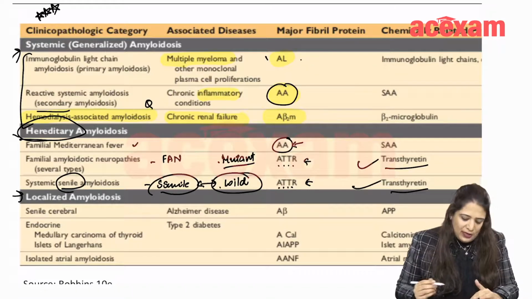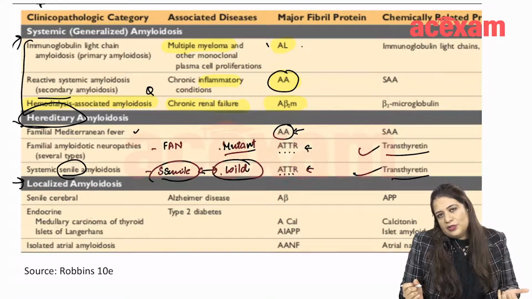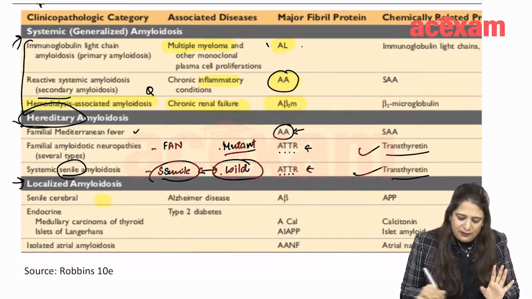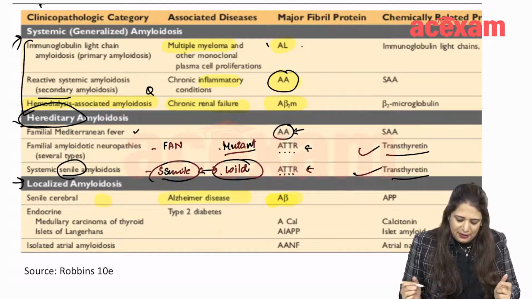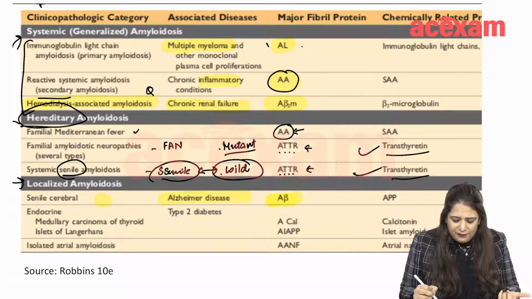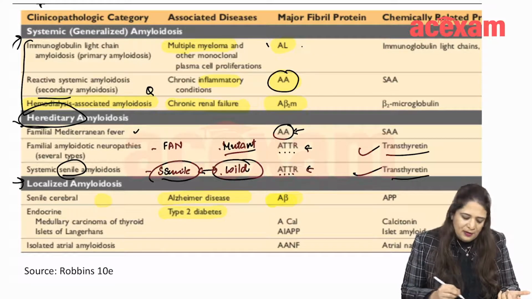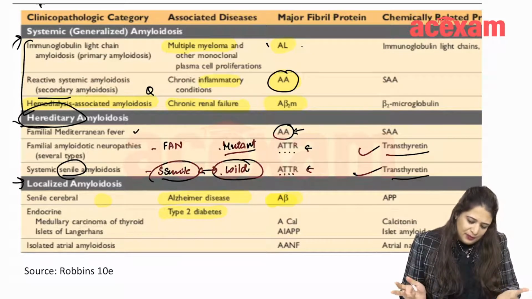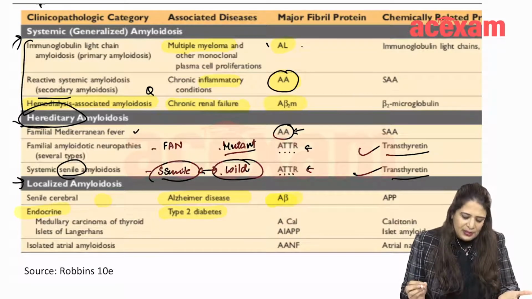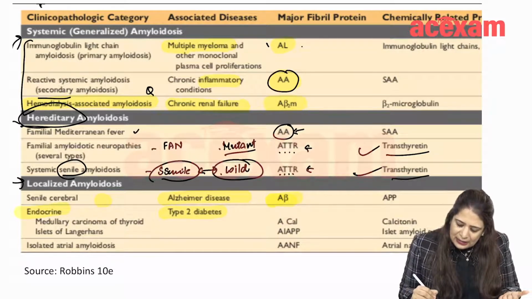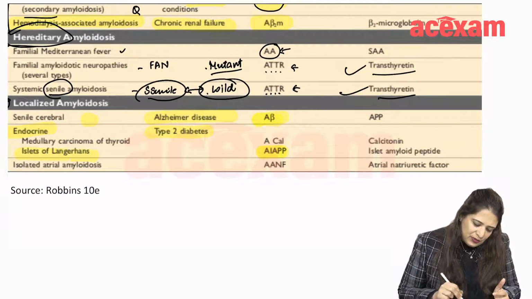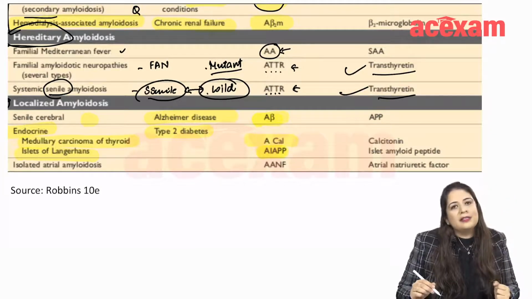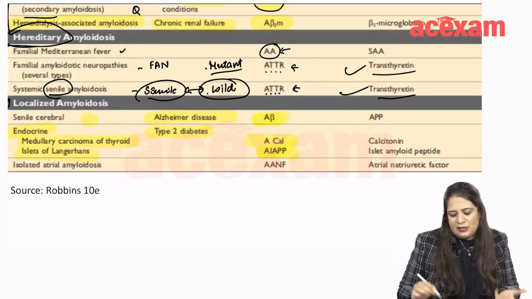Second is localized amyloidosis, and A beta protein deposition in Alzheimer's, everybody is aware of, derived from amyloid precursor protein in Alzheimer's. Then if there is type 2 diabetes, it is associated with endocrine kind of amyloidosis, and the islet amyloid peptide. The islet amyloid peptide is the one which is associated with the islets of Langerhans, and medullary carcinoma of thyroid, because it releases calcitonin, is associated with this amyloid.